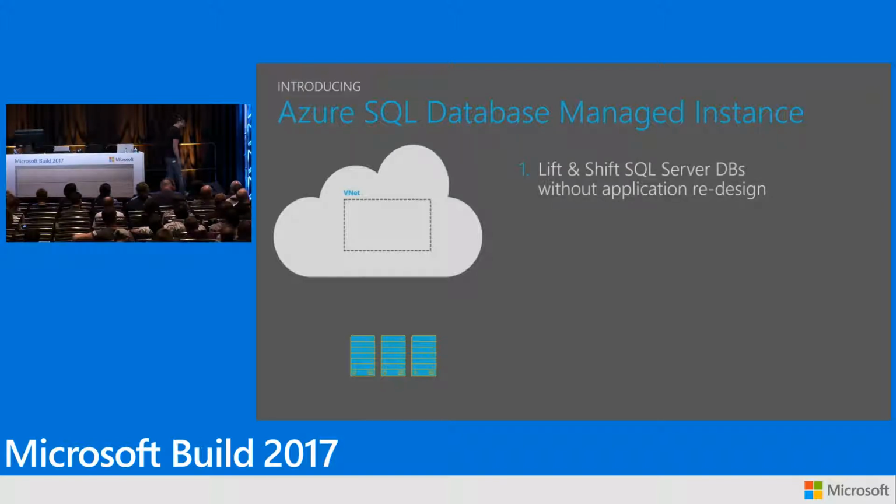The idea essentially is to lift and shift, migrate, and expand your current footprint worldwide without doing any application redesign. Features like SQL Agent, 3-part names, CLR, transactional replication, CDC, Service Broker, et cetera. Some of these don't work in the database scope model because they are more instance-spanning features in SQL Server. Those are going to be available.